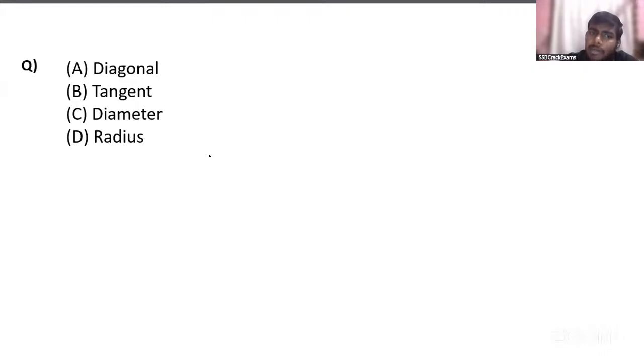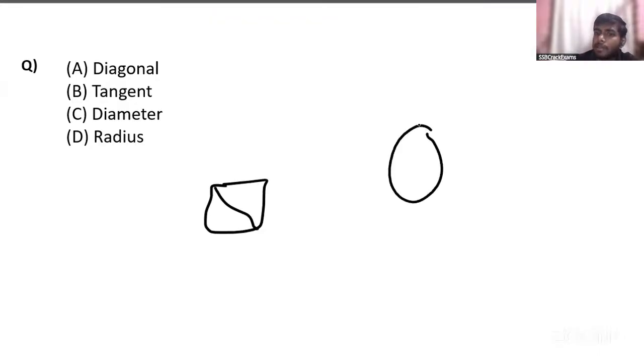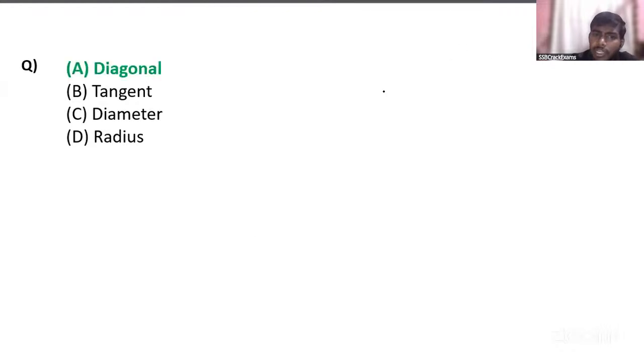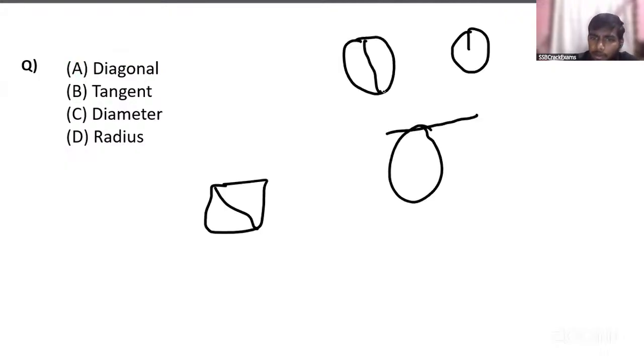Diagonal, tangent, diameter, radius. Radius will be my answer. How? What is this? Diagonal? Sorry, let me check. Tangent will be this. Diameter will be this. Radius will be this. All three are inside, one is outside. This logic can also be employed. But diagonal is my answer. That's totally different for this question.